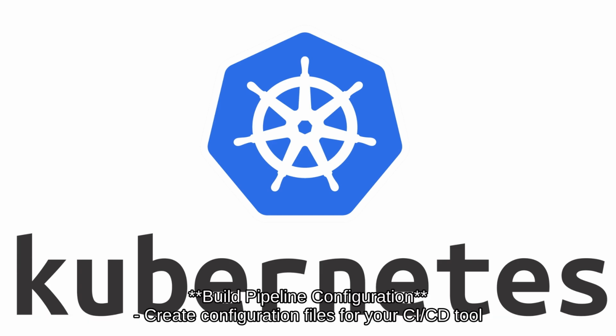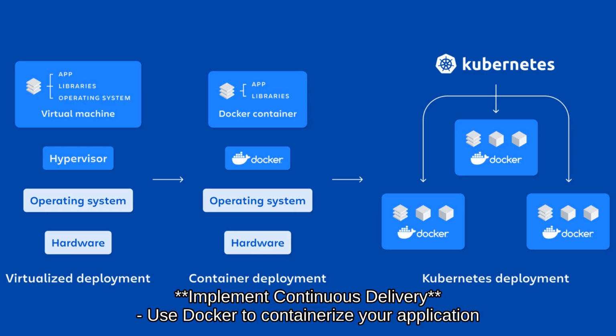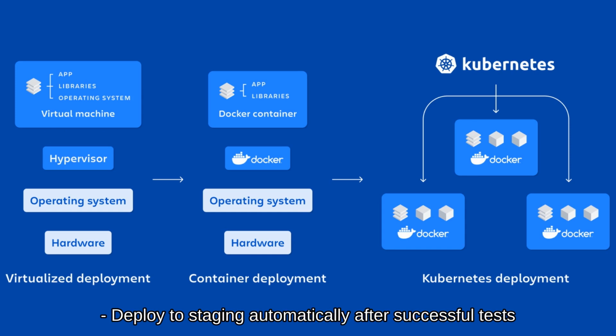Build pipeline configuration. Create configuration files for your CI/CD tool. For example, in Jenkins, create a Jenkinsfile. Define stages like build, test, and deploy. Implement continuous delivery. Use Docker to containerize your application. Set up a staging environment that mirrors production. Deploy to staging automatically after successful tests.